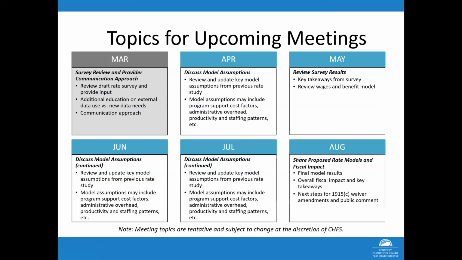So our topics for our upcoming meetings. As you know, in this meeting, we talked about the survey and our communication approach. In April, we will be discussing the model assumptions, reviewing and updating the key model assumptions from the previous rate study, which is going to include program support cost factors, administrative overhead, productivity, and staff patterns. In May, we'll review those survey results. In June, we'll follow up with more model assumption discussion, as well as in July. And then we're targeted in August to share proposed rate models and fiscal impact.